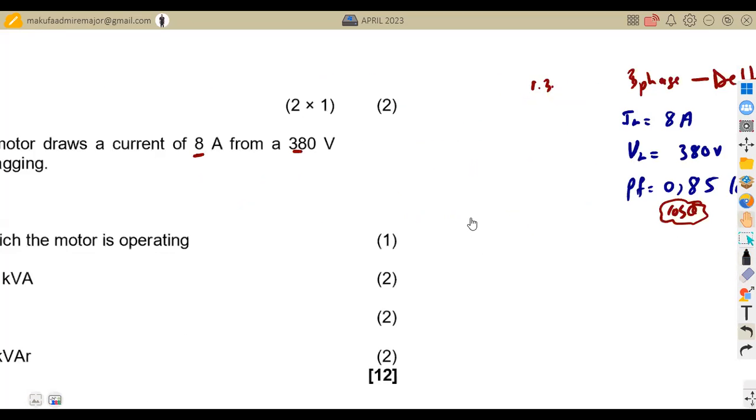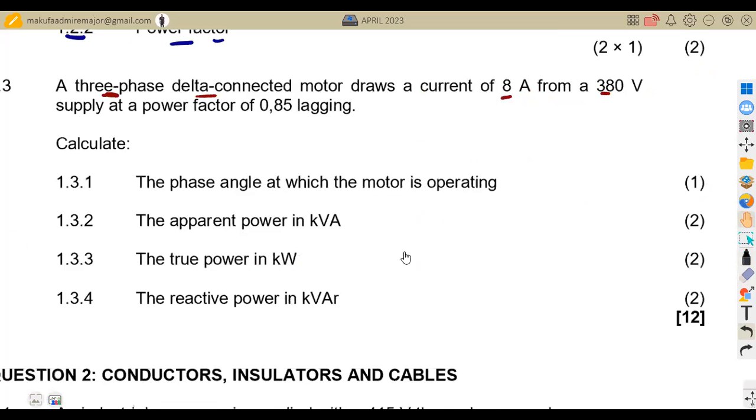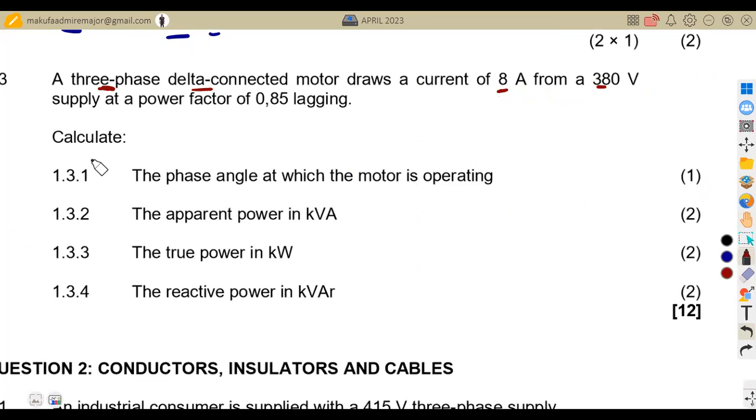That is what we saw again, so we're not going to waste much time. Let us see what we're given here. The first part of our question was the first angle at which the motor is operating. All right, the first angle.